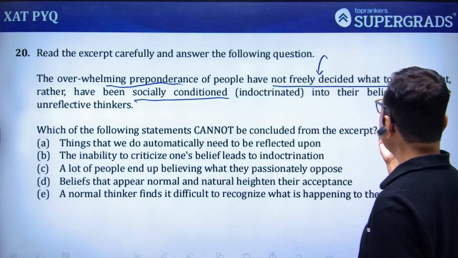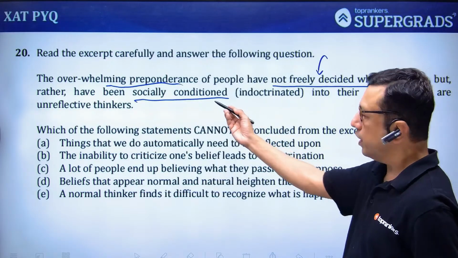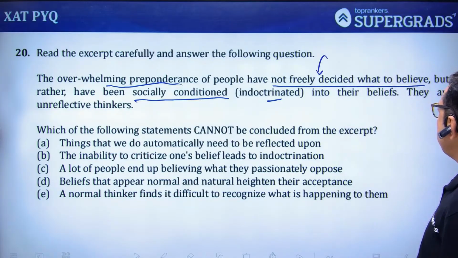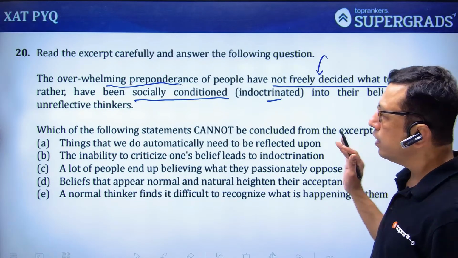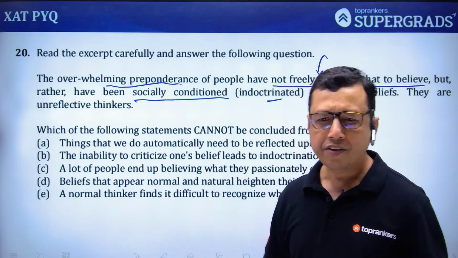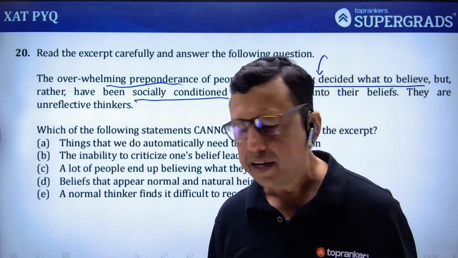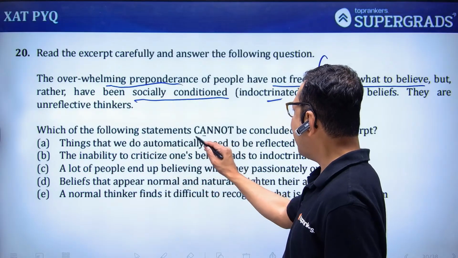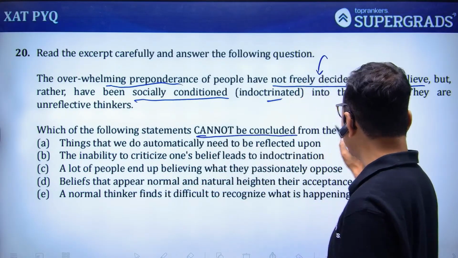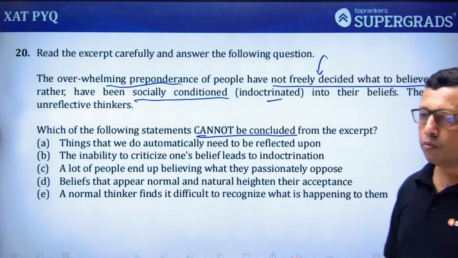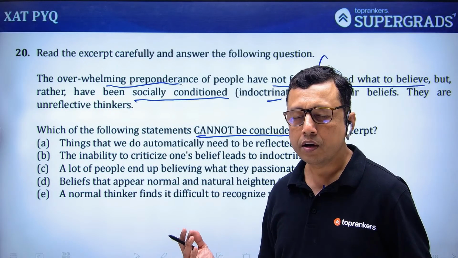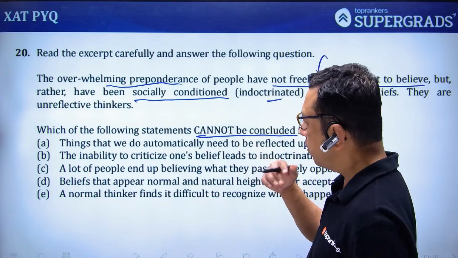That's the word, right? They have not decided what to believe. They have been conditioned or indoctrinated, brainwashed into their beliefs. They are unreflective thinkers. This is a statement. Now, which of the following statements cannot be concluded from the excerpt? So what you have to do is principally figure out the odd one out. Which of these cannot be concluded, right?